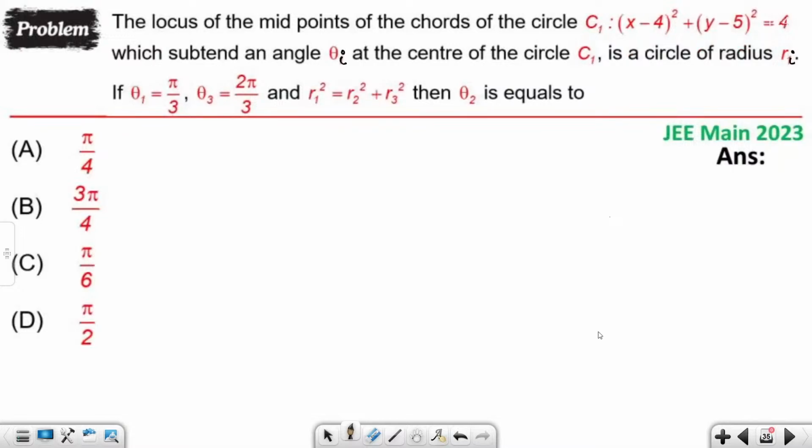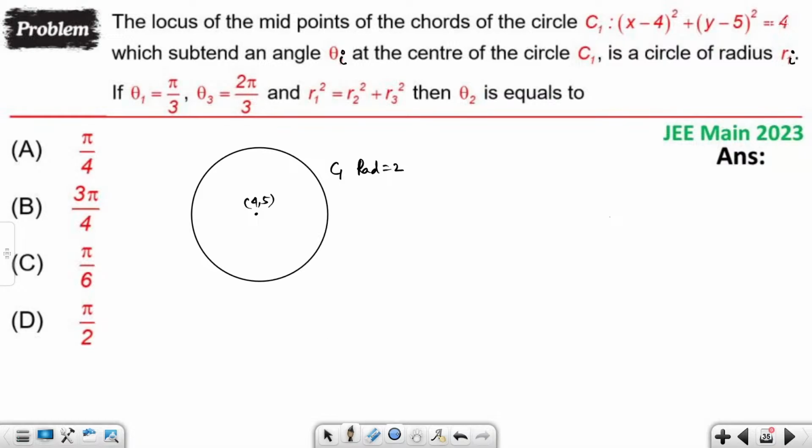See this question, this came in JEE Main 2023. Let us try to understand the problem first. They have said that there is a circle whose center is at (4, 5), and the radius of this circle, this is my C1 circle, is 2, right? What is the radius? Your radius is 2.